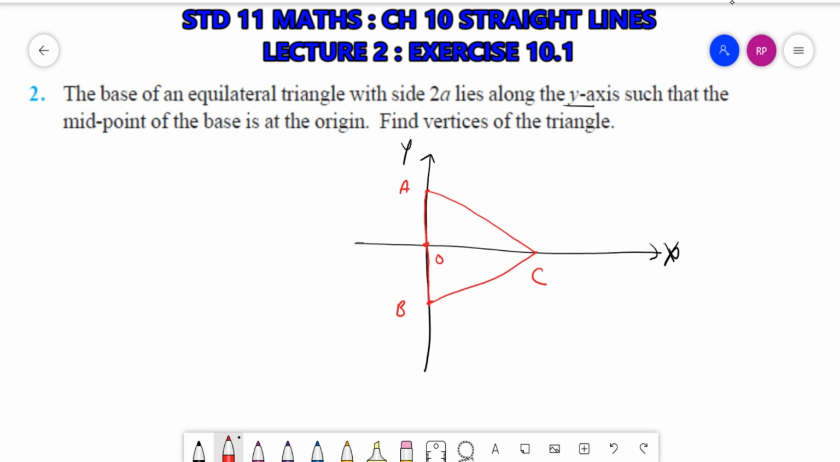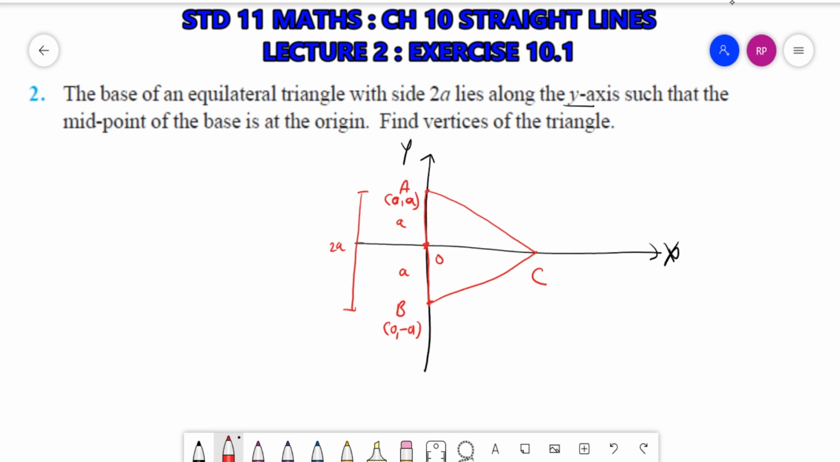Now see, this is the midpoint, and this distance is given as 2a. So this will be a, this will be a. So point A will be (0, a), point B will be (0, minus a). Clear? Now you have to find the vertices of the triangle. So vertex A we have already found, vertex B we have already found.